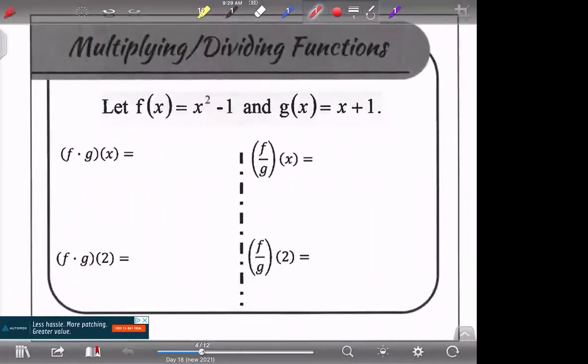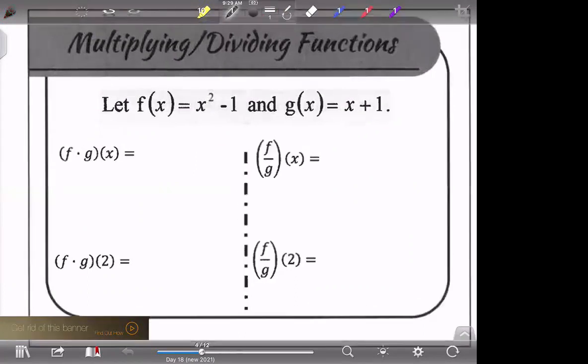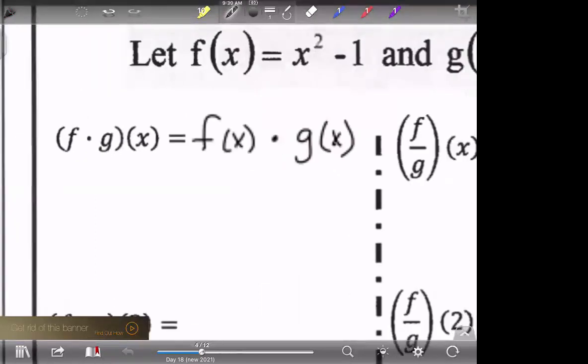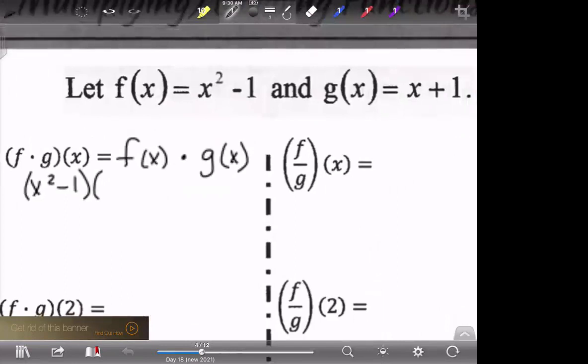All right, multiplying and dividing functions. So we're given two new functions, f of x equals x squared minus 1, and g of x equals x plus 1. We're going to start at the top left question. We're going to take f times g of x. That means we need to multiply f of x by g of x. So we're going to take x squared minus 1, and multiply it by x plus 1.